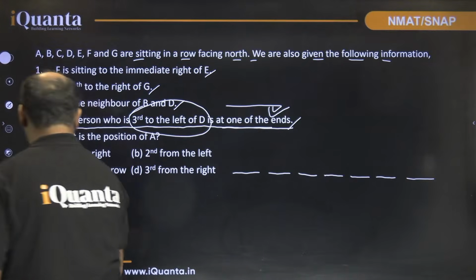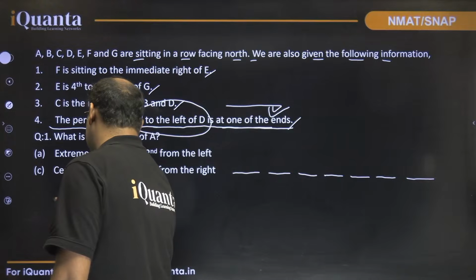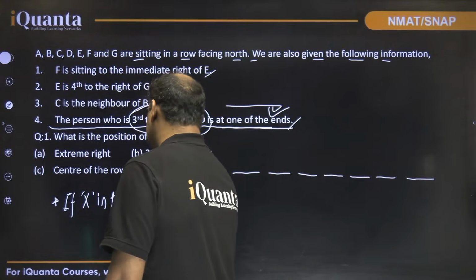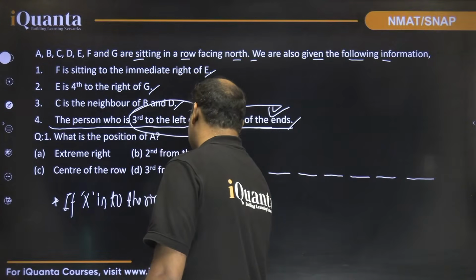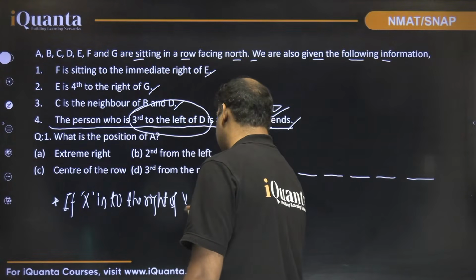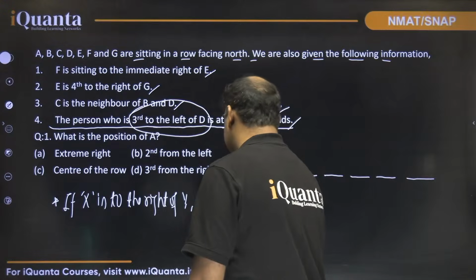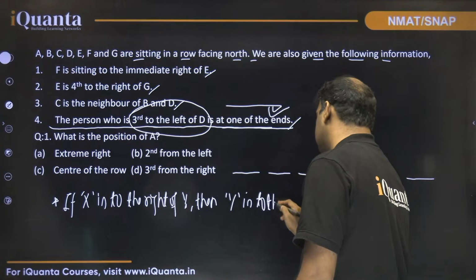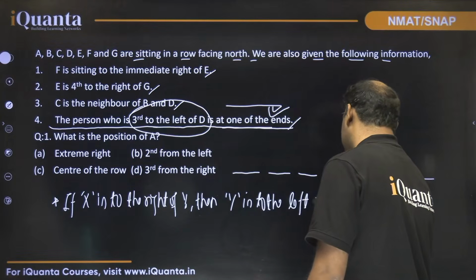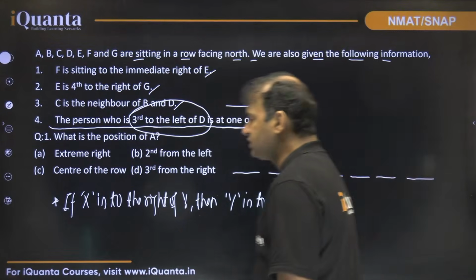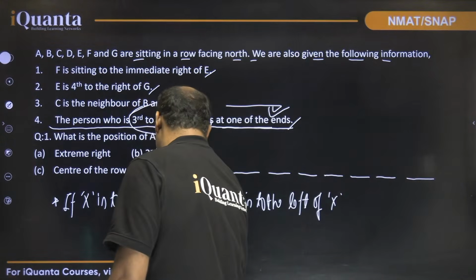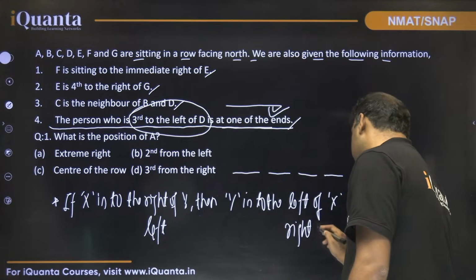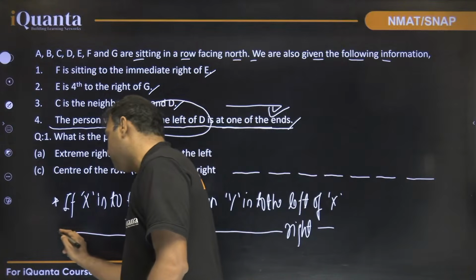Suppose they are saying that if X is to the right of Y, then we can immediately say Y is to the left of X, right guys? We can immediately say this, all right? Or vice versa, if X is to the left of Y, then Y is to the right of X, okay guys? This is something we can immediately say.